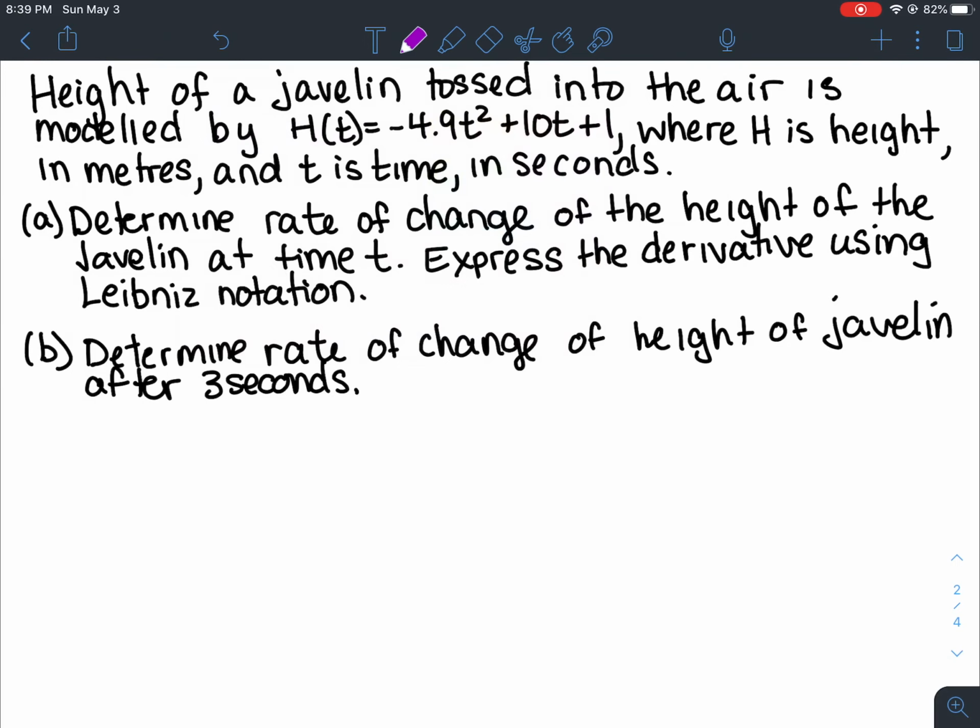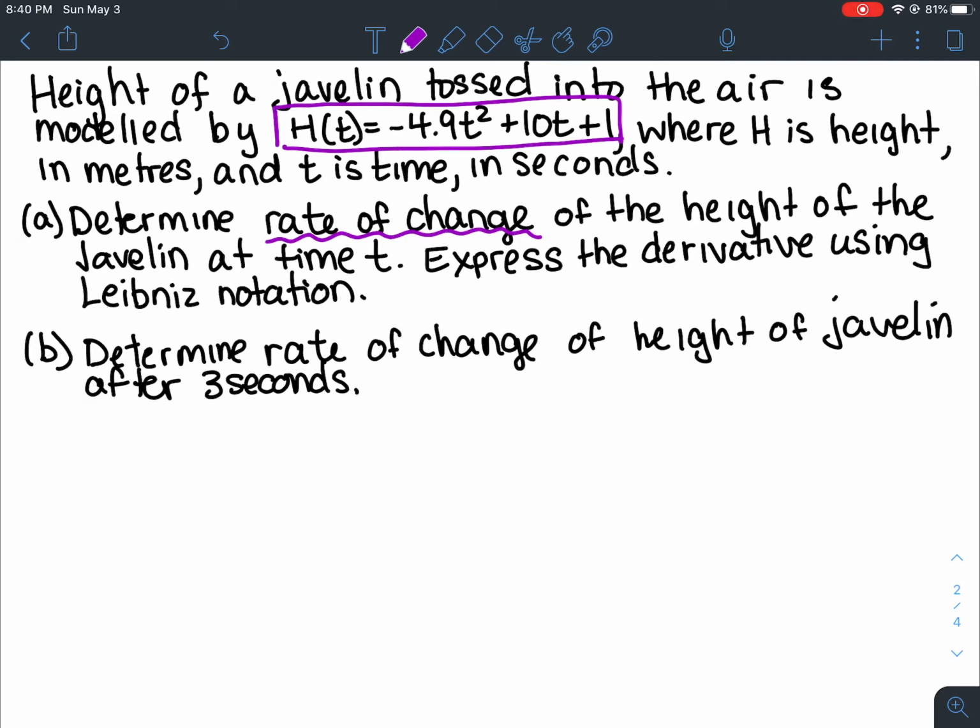Okay, a word problem you could see in grade 10 even. The height of a javelin tossed into the air is modeled by this equation. Height is in meters and time is in seconds. We want to determine the rate of change of the height of the javelin at time t, and we're going to express the derivative using Leibniz notation. Basically, we're going to use first principles to find the derivative.